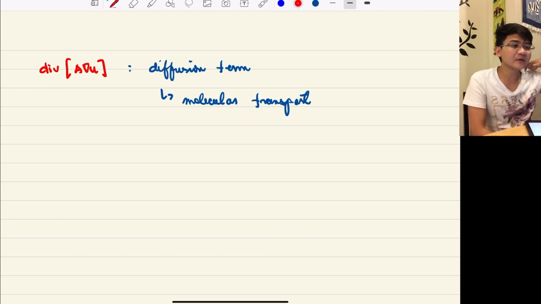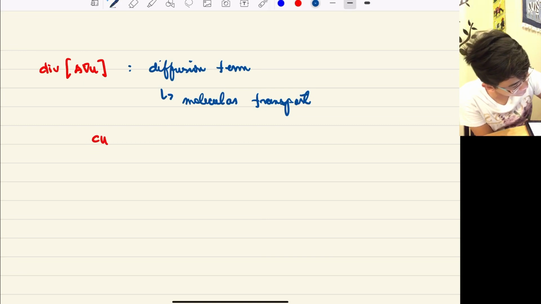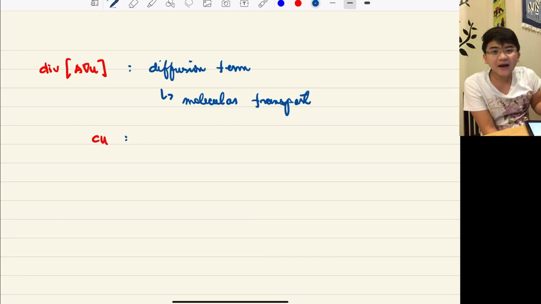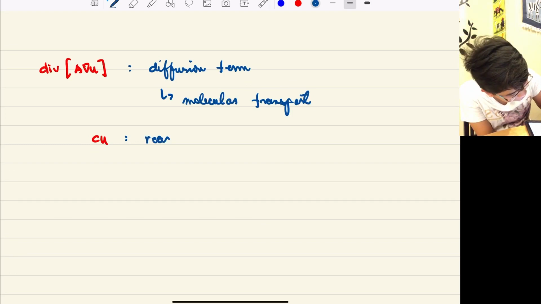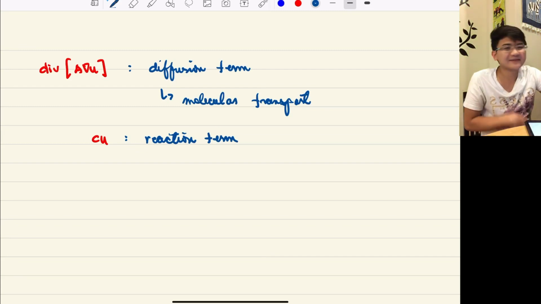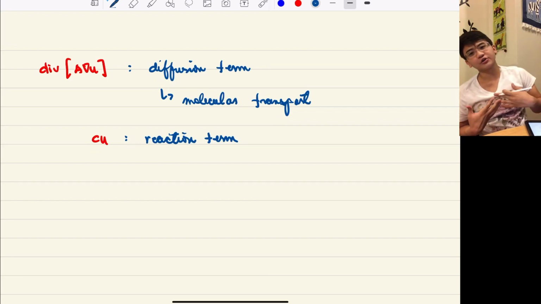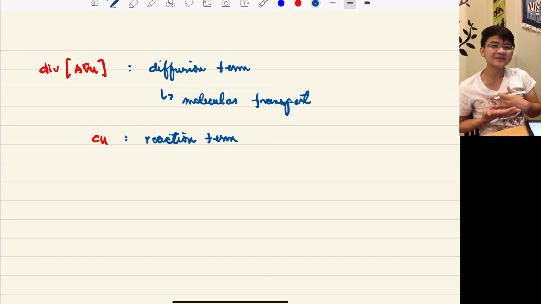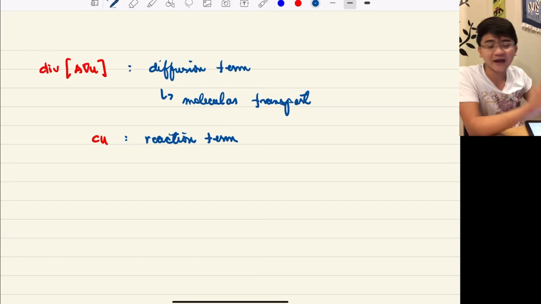Now the other terms present in equation star. We have something like Cu. In practice, this is often interpreted as a reaction term. For example, if you're looking at mass transfer in a reactor, this term accounts for consumption of a certain species or production of a certain species because of some kind of reaction.